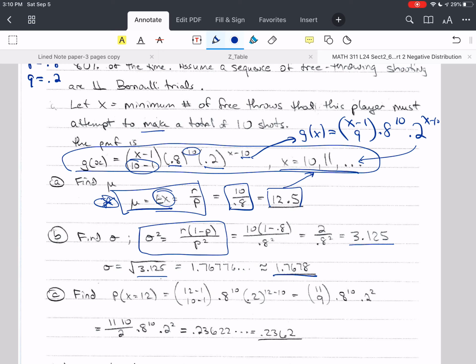The problem should tell you for sigma and for mu. If there's rounding needed, we should specify it. Okay? If not, ask, and I'll be glad to tell you.